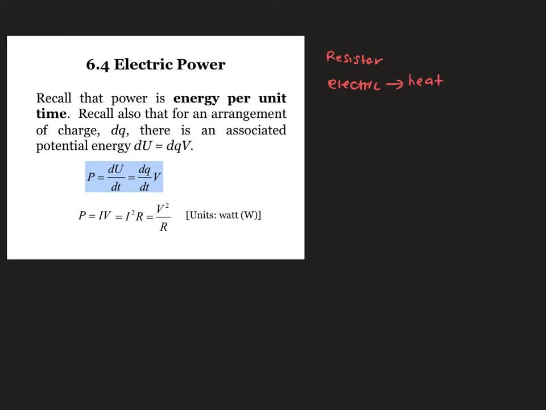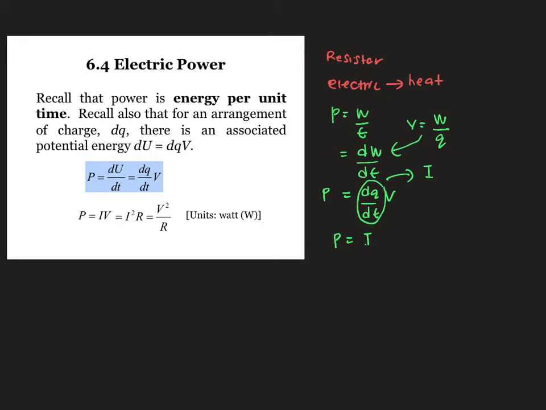Now we are going to derive the formula. We know that power is work done per unit time, or if you want to find the instantaneous power, it is delta W over delta T. From chapter 4, we know that voltage is work done per unit charge, so I'm going to put that into this formula. I get delta Q over delta T times voltage. This is basically the formula for current, because current is charge per unit time. Therefore I get the formula P equals IV.